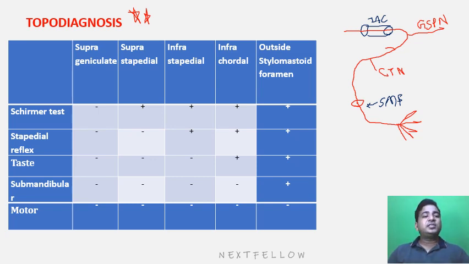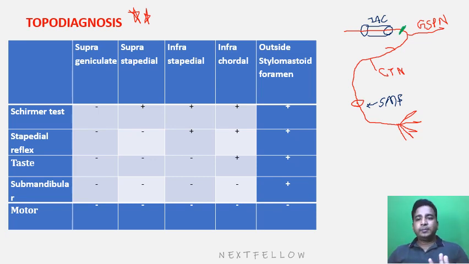So suppose my lesion is suprageniculate. What do you mean by suprageniculate? It means my lesion is at this level, above the level of the first genu. That is suprageniculate. So what will happen? All the three branches will get paralyzed. Understood? Suppose my lesion is at this level, so this will get affected: GSPN, nerve to stapedius, chorda tympani, and all muscular branches.